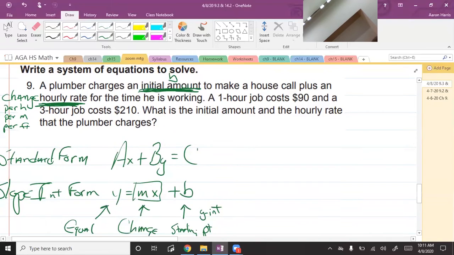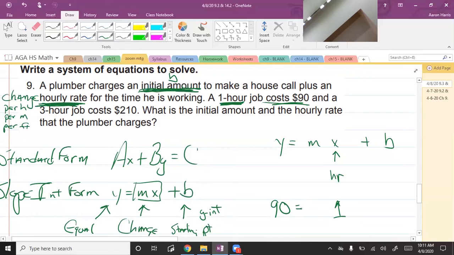Now let's look at this. A 1 hour job, a 1 hour job. So they already told me how many hours. So now remember, y equals mx plus b. This is our hour. So they already told us what that is. It's 1, okay? And that job cost is equal to 90 bucks. So that's over here, 90.